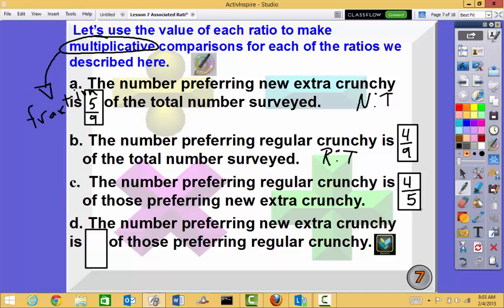Okay, your job is to figure out what is the ratio of the number that prefer the new extra crunchy to those that prefer the regular crunchy. Then you're going to answer on Socrative what fraction that is. If you need to pause the video, make sure you unpause it after you answer the question.